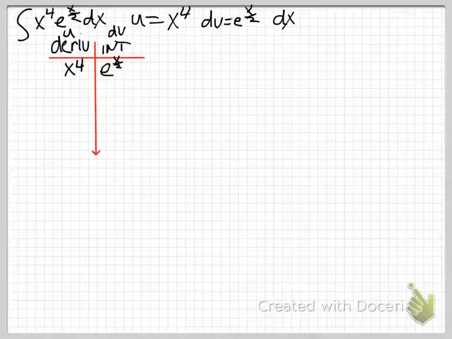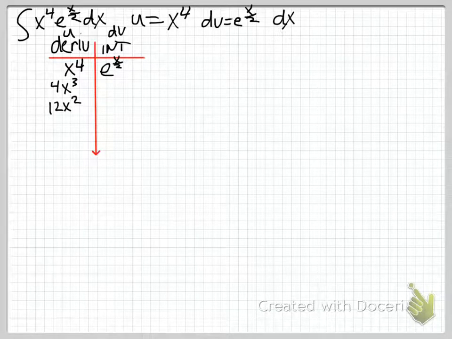But we're going to start off by taking the derivative of x to the fourth, and let's just keep taking the derivative until we run out of derivatives. So you have 4x to the third. You take the derivative of that again, you're going to get 12x squared. Take the derivative of that, you're going to get 24x. Take the derivative of that, you get 24. Take the derivative of a constant, you're going to get 0.